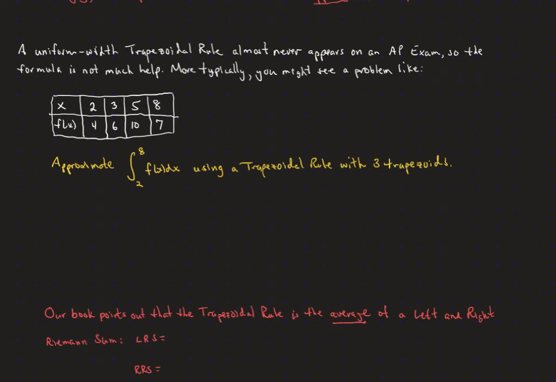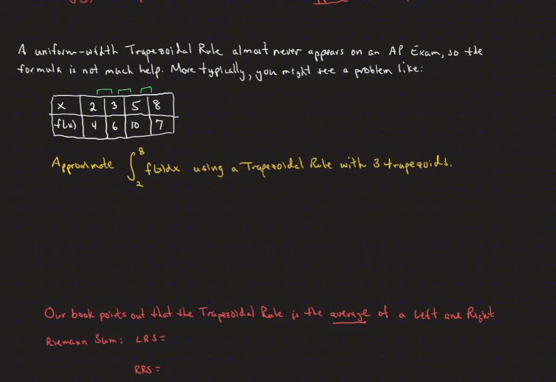So more typically, when you're asked a trapezoidal rule question, it'll come from a table of values like you see here, and you will notice that these are not uniform width trapezoids because our delta x here is going to be 1, our delta x here is going to be 2, and the delta x here is 3. So in a non-uniform width partition, the formula for the trapezoidal rule, that b minus a over 2n times f of x sub 0 plus 2 times each middle term plus f of x sub n, goes out the door.